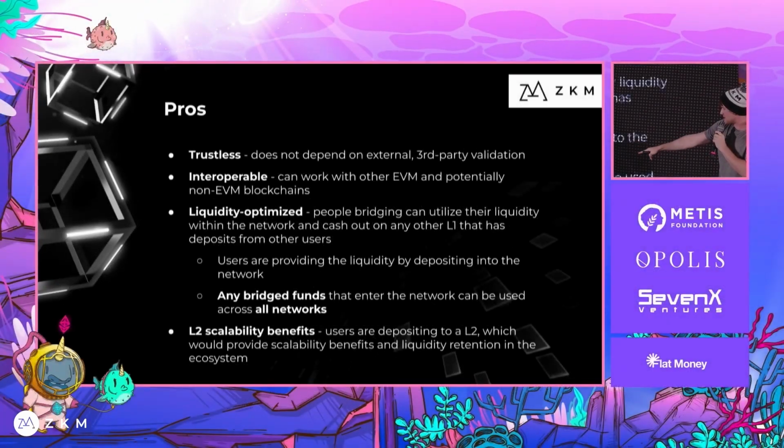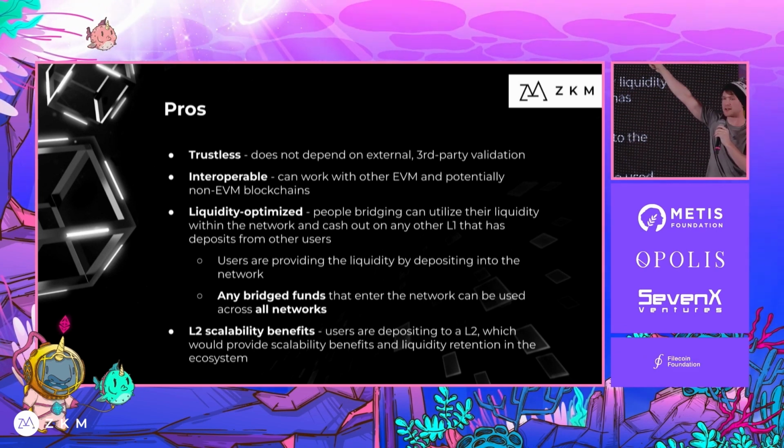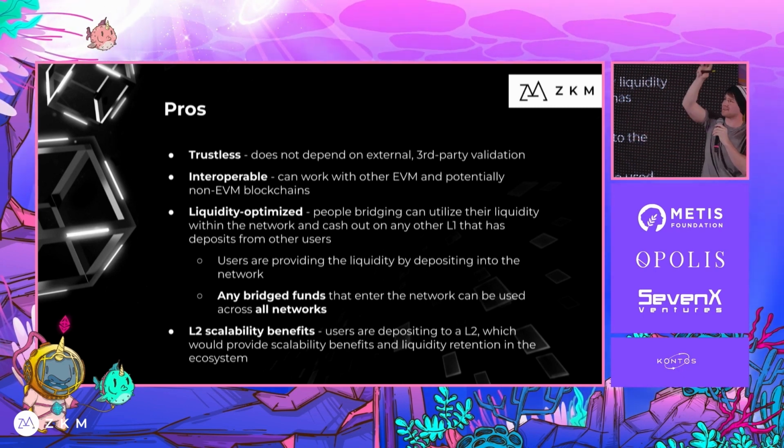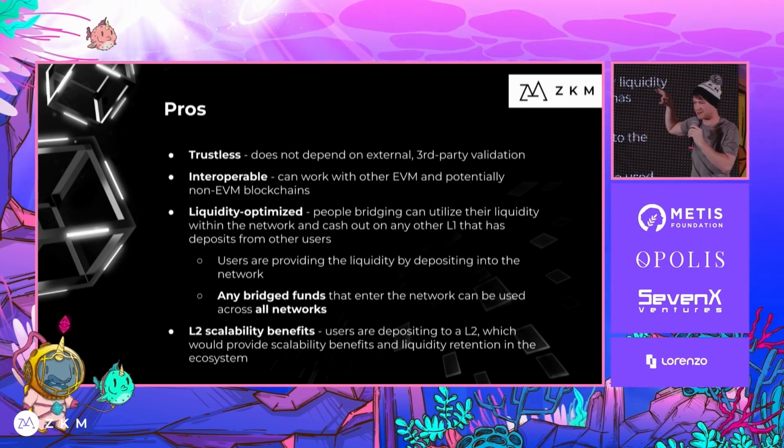And any bridged funds that enter the network can be used across all networks. So remember that example for Avalanche. Well, that can be used for the L2 that's on Fantom. It can be on the L2 that's used on Harmony, or any other layer 2 that is essentially connected to a layer 1.